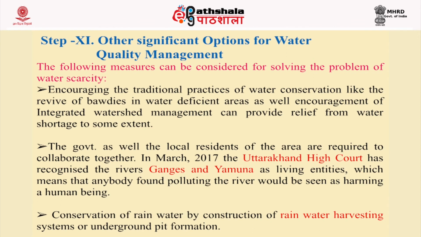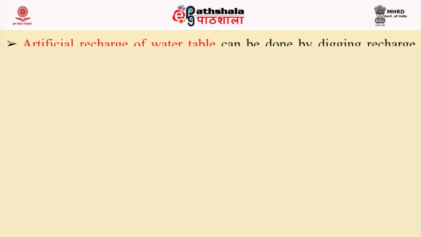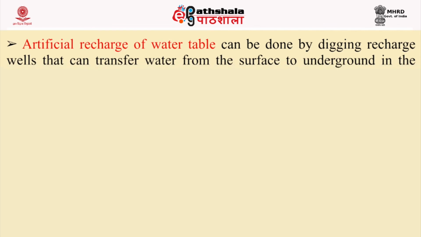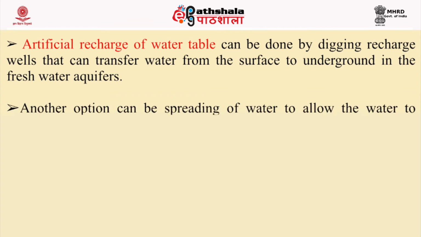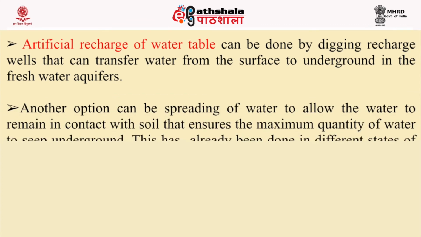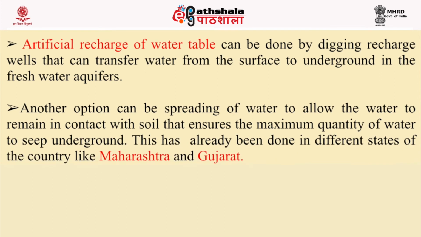Another option is construction of rainwater harvesting systems or groundwater pit formation. Artificial recharge of water tables can also be done by digging recharge wells that can transfer water from the surface to groundwater in the freshwater aquifers. Another option can be spreading of water to allow the water to remain in contact with soil, which ensures the maximum quantity of water seeps underground. This has already been done in different states of the country, like in Maharashtra and in Gujarat.